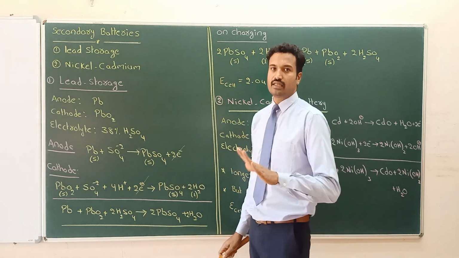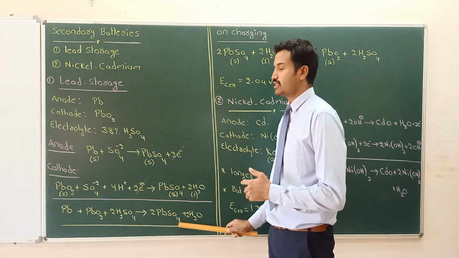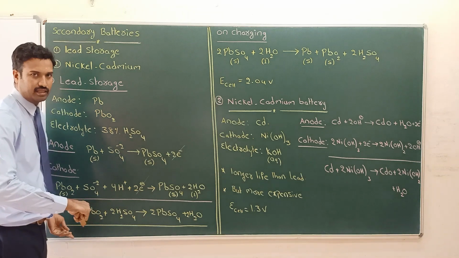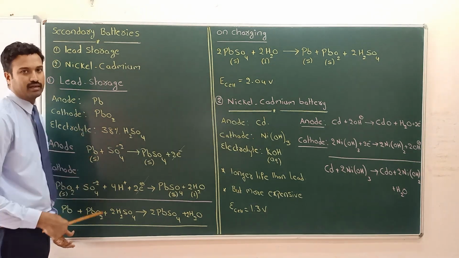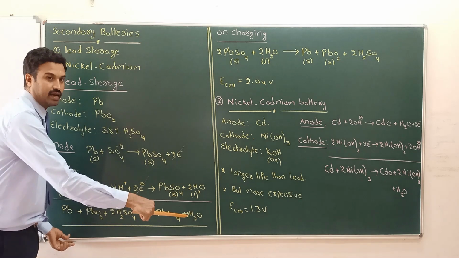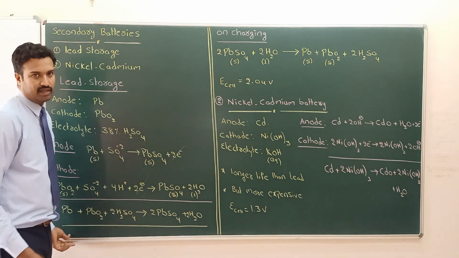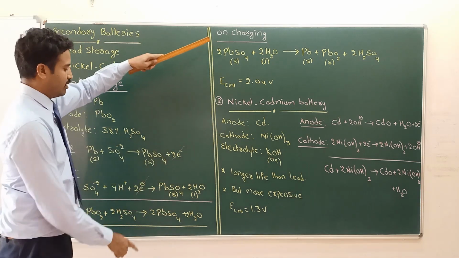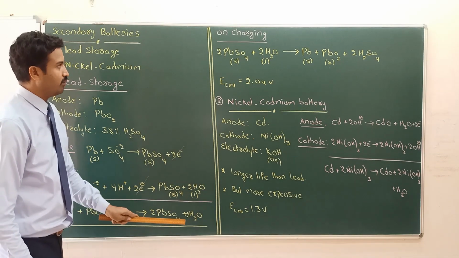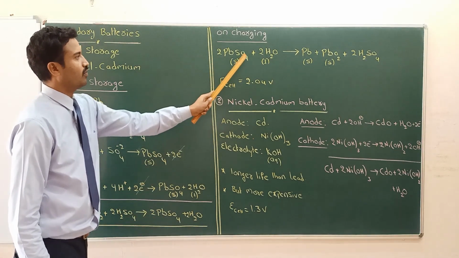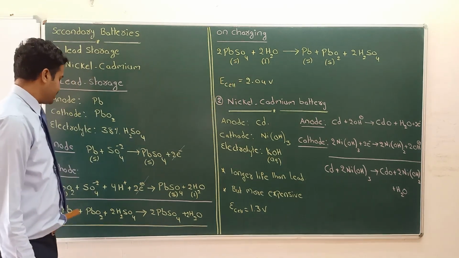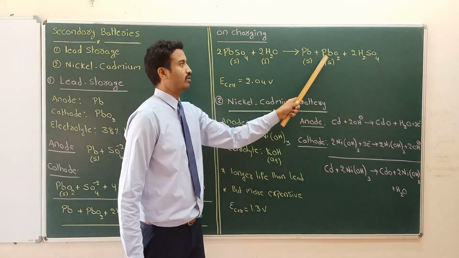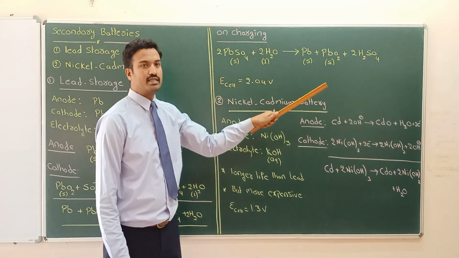When the charge is used up, we need to charge the battery. Then the reaction becomes reversed. While discharging, meaning the battery acts as a source generating electricity, this is the reaction. While charging, the reverse reaction takes place: products become reactants and reactants become products. The reaction is 2PbSO4 plus 2H2O giving PbO2 plus 2H2SO4. This is the reverse reaction on charging.